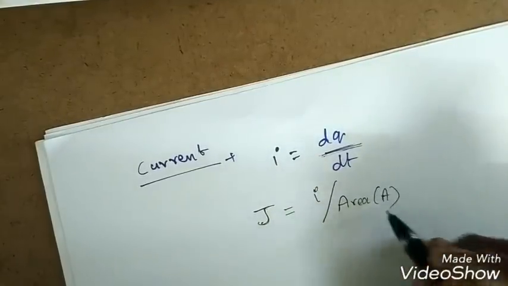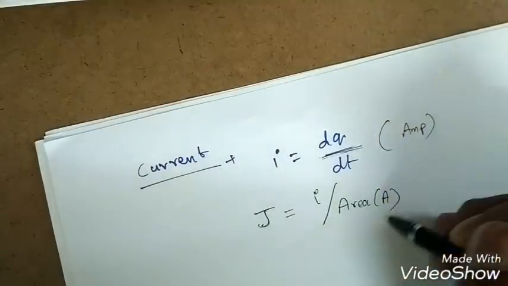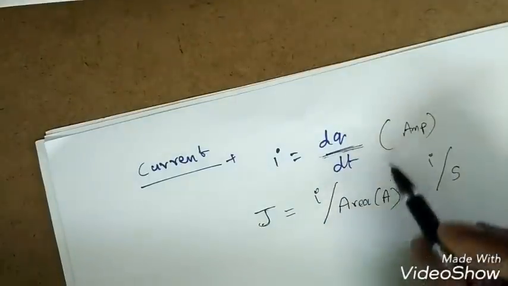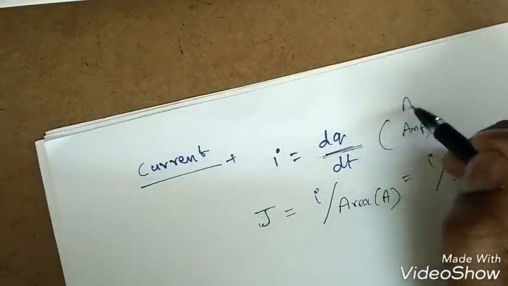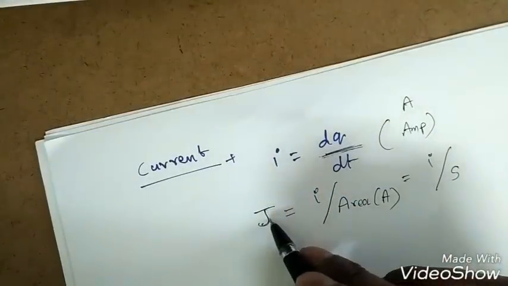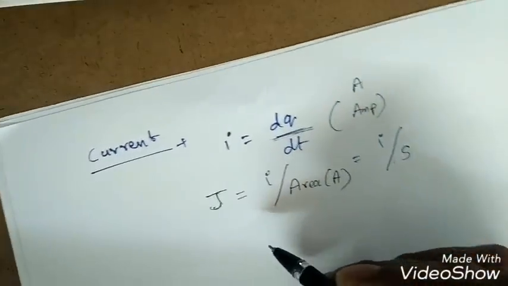So this is area A, because the units are ampere, so this is A and this is also A. That's why we'll go for cross sectional area S, right? So to avoid misconception, generally A is used for amperes. So the current density J is equal to I by S, where S is the cross sectional area.